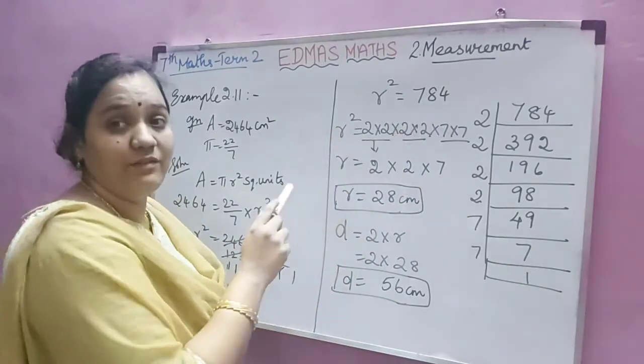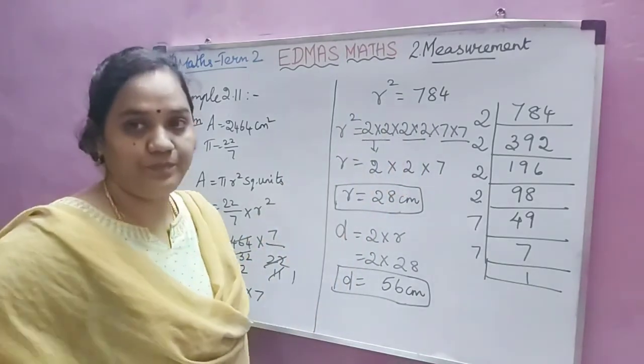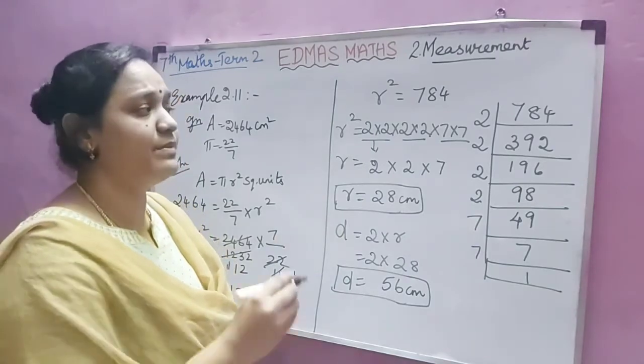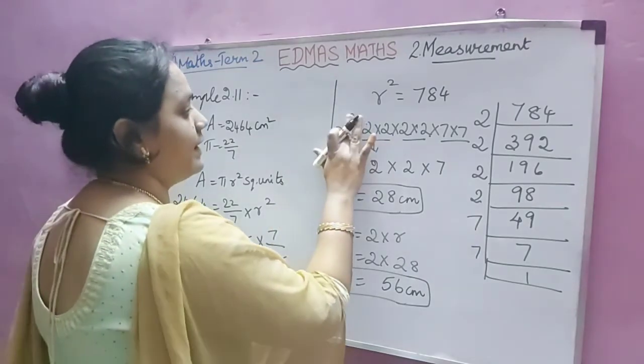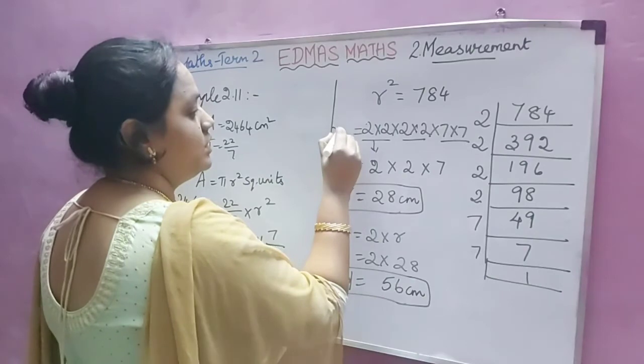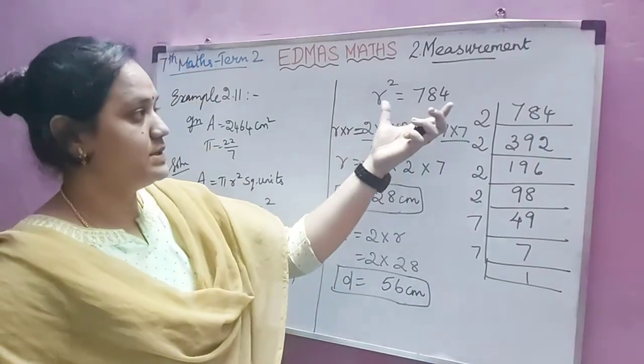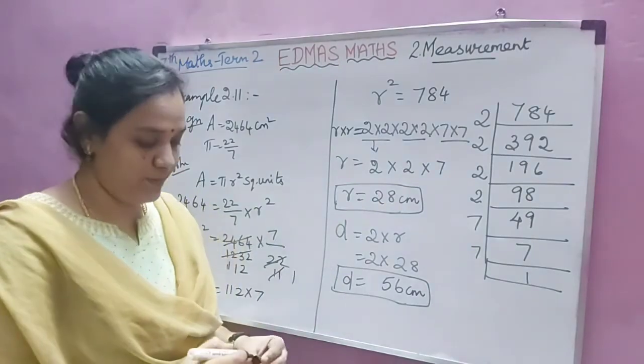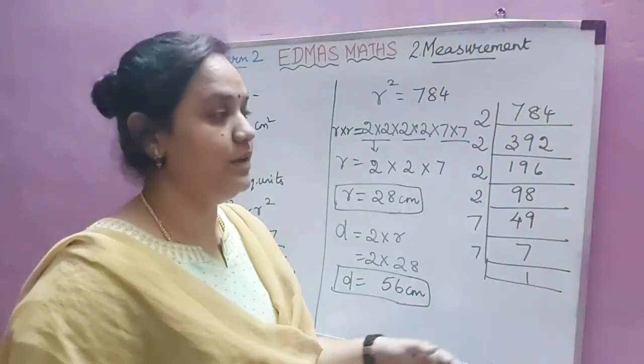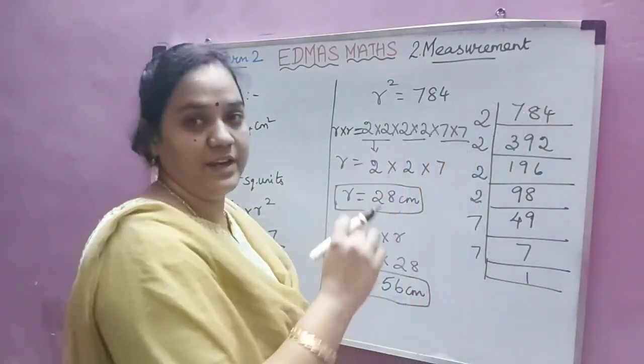But now we got the value only for r square. Right, r square is nothing but r into r. Here we can write r into r. So r into r is nothing but 784. Now I am going to use the long division method. So I have written 784 first.